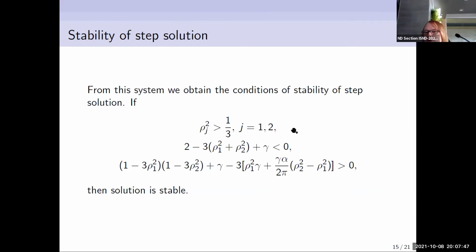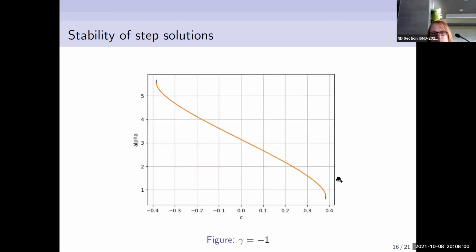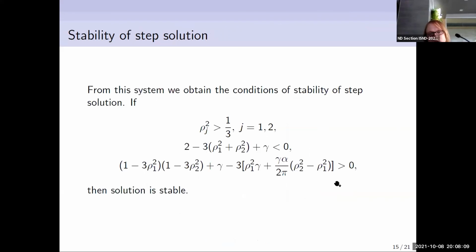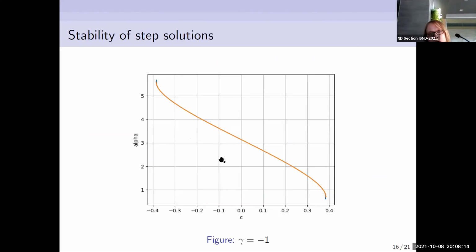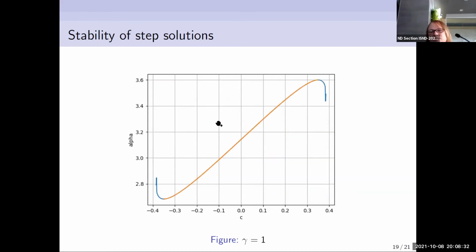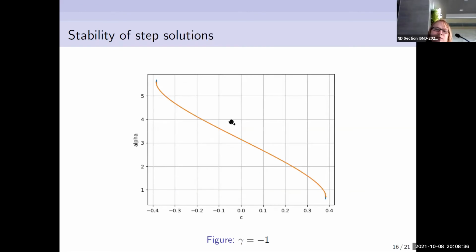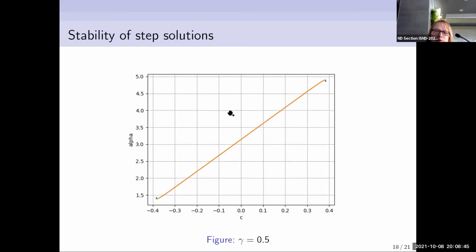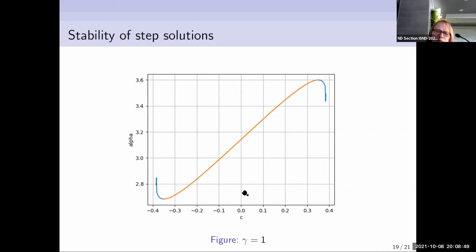So from this system, we obtain the conditions of stability of step solutions. If these conditions are true, then the solution is stable. So here you can see the graphs of alpha of C. The orange points correspond to stable step solutions. The blue points correspond to unstable solutions. Well, this is the case where C is negative. All points are orange here and here, and this is where C equals 1.5.